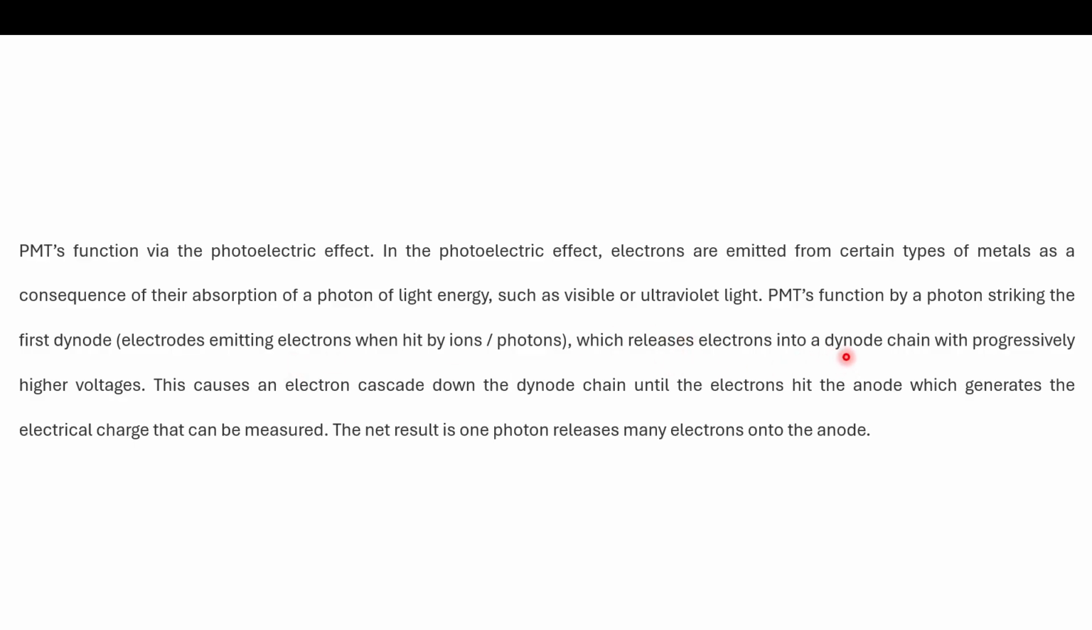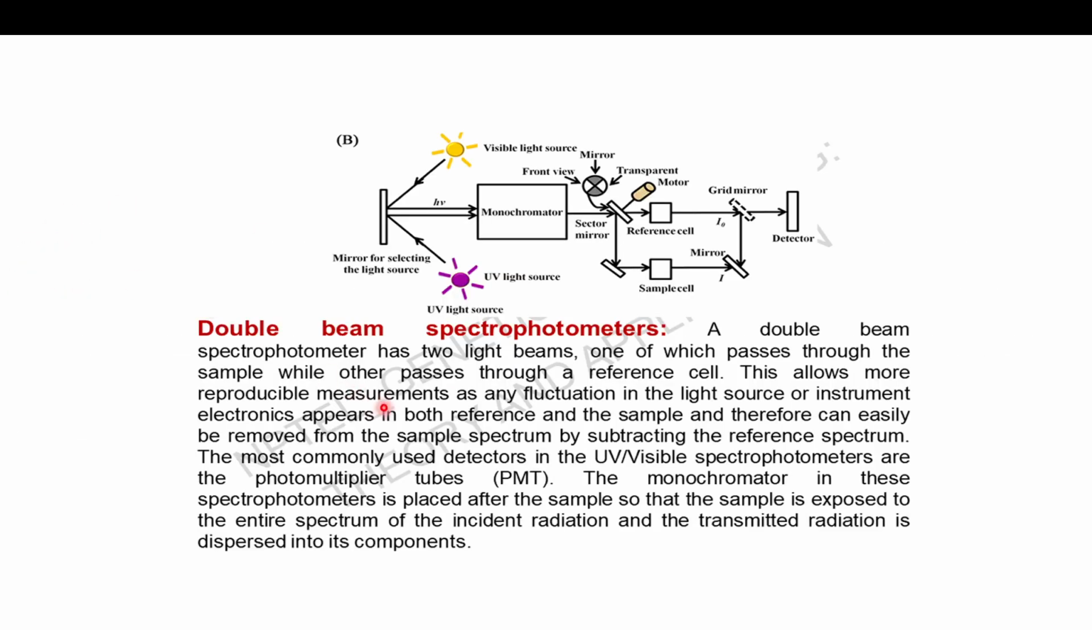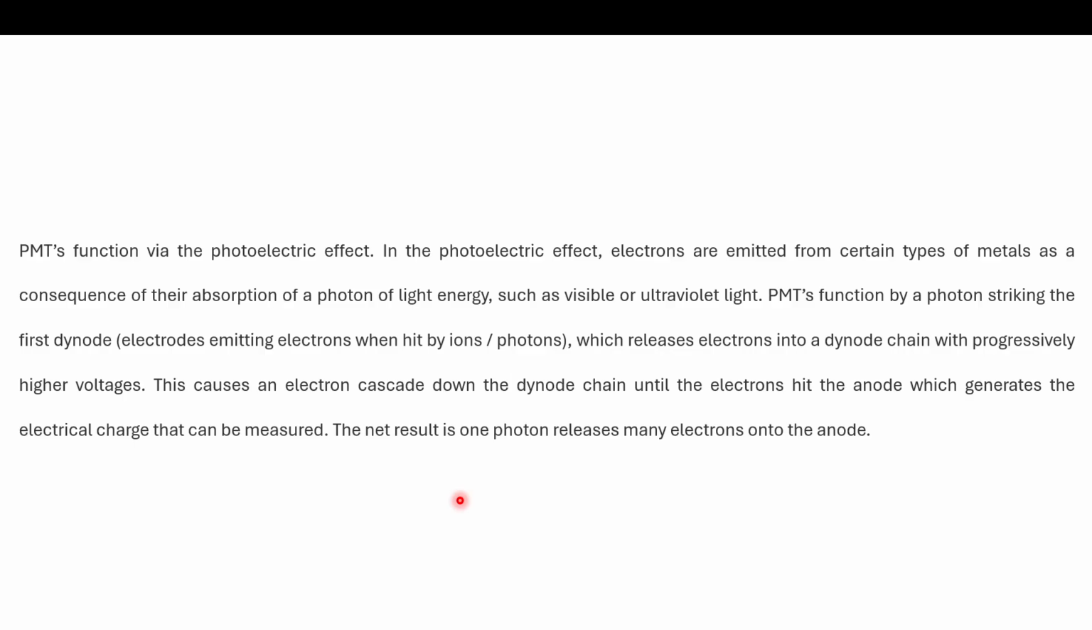This releases electrons into a dynode chain with progressively higher voltages, and eventually this causes an electron cascade down the electrodes until the electrons hit the anode, which generates the electrical charge that can be finally measured. So the net result is one photon releases many electrons onto the anode. This is how the PMT, the photomultiplier tube detector, functions.